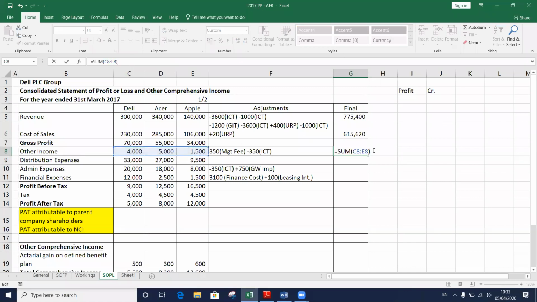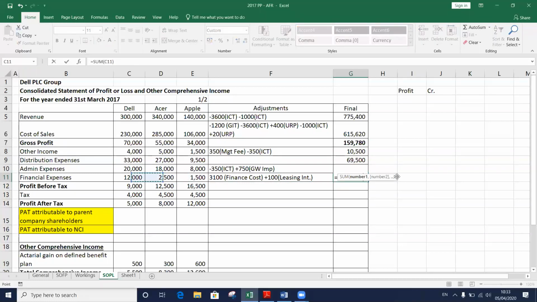Other income is the sum of these three, and apart from that, we need to add 350, the management fee, and the intercompany balance we need to deduct, that means 10,500. Distribution expenses, no adjustments have gone, the sum of these three is 69,500, right? Admin expenses 20,000 plus 18,000 plus 8,000. Adjustments have gone, 350 minus and 750 plus, 700 plus.